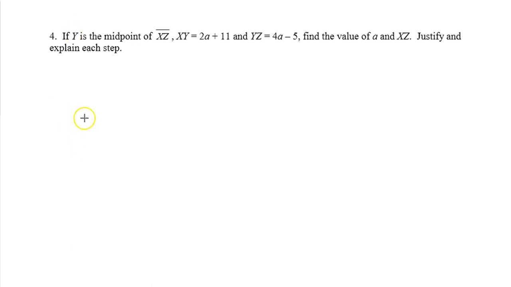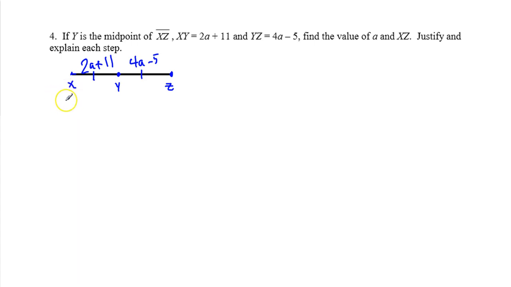All right, if y is the midpoint of xz, so let's put this out here, x, z at the end, and then we've got y in the middle. Y is the midpoint. Then xy is 2a plus 11. I like to draw on the diagrams. And yz is 4a minus 5. Find the values of a and xz, and justify all of these things.